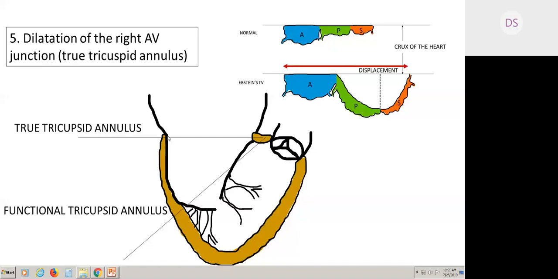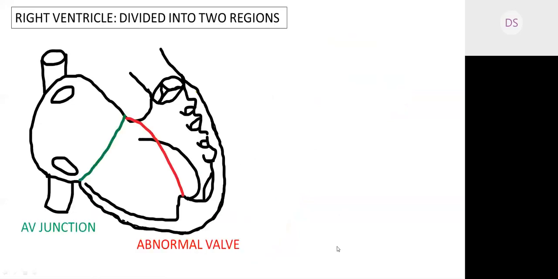Now remember that all the components from 2 to 5 are basically because of the first component, which is the displacement, which is again due to the adherence of the tricuspid valve leaflets to the underlying myocardium. So these are the five components of the tricuspid leaflet when it becomes Ebstein's.